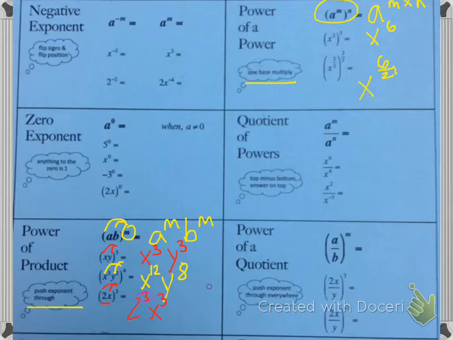So if you have a number, 2 to the third power is a number. You don't want to leave it like that. 2 to the third power equals 8. So my final answer will be 8x cubed.